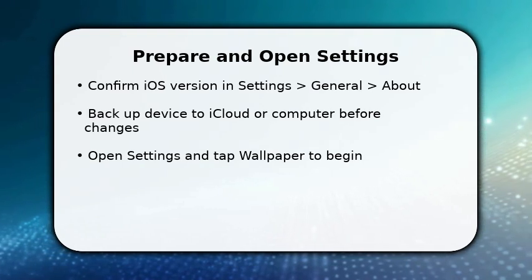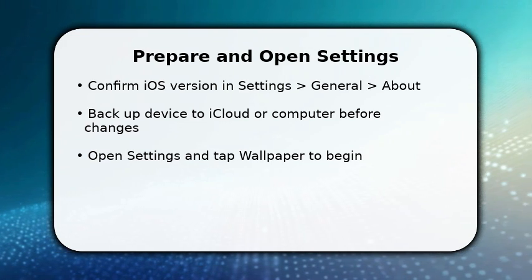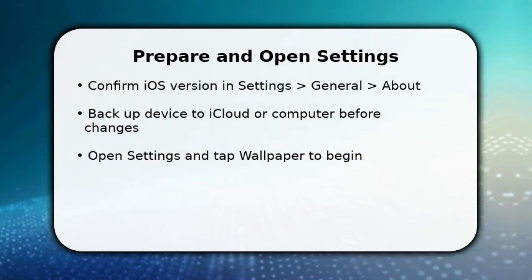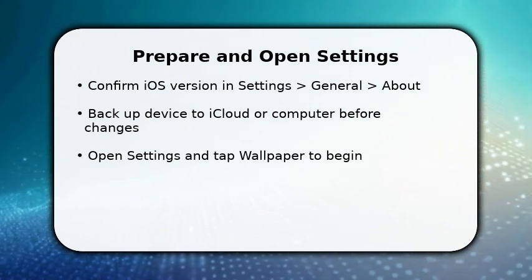Enjoy the video. You start by confirming your iPhone's iOS and making a quick backup so changes are reversible. Once done, open Settings and go straight to Wallpaper. This is where Apple groups lock and home screen images.